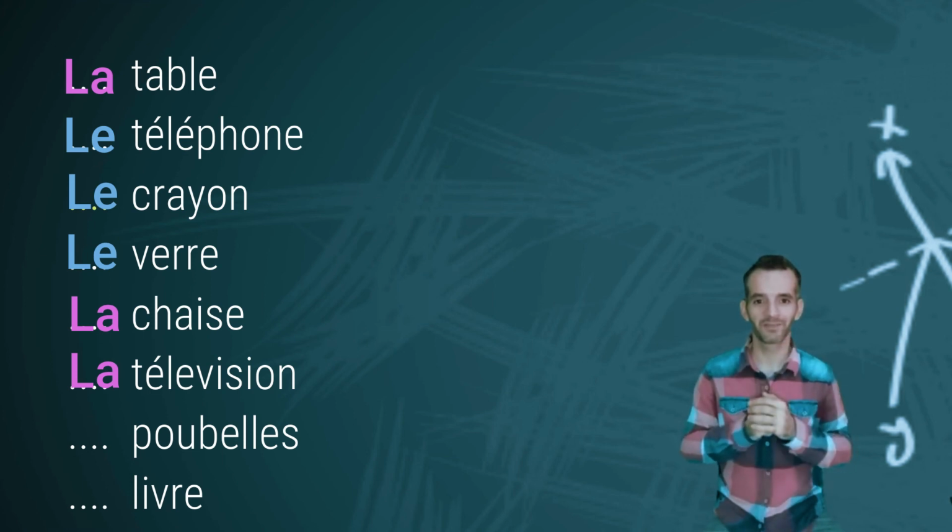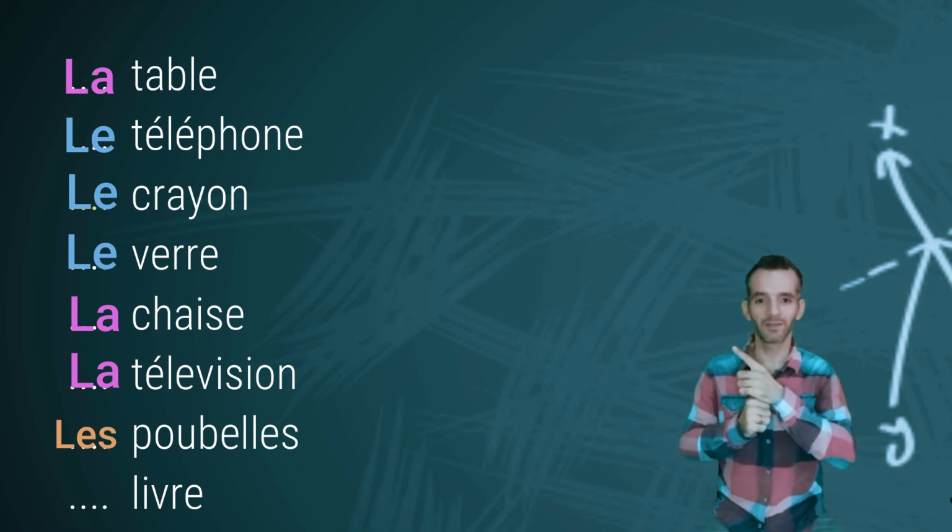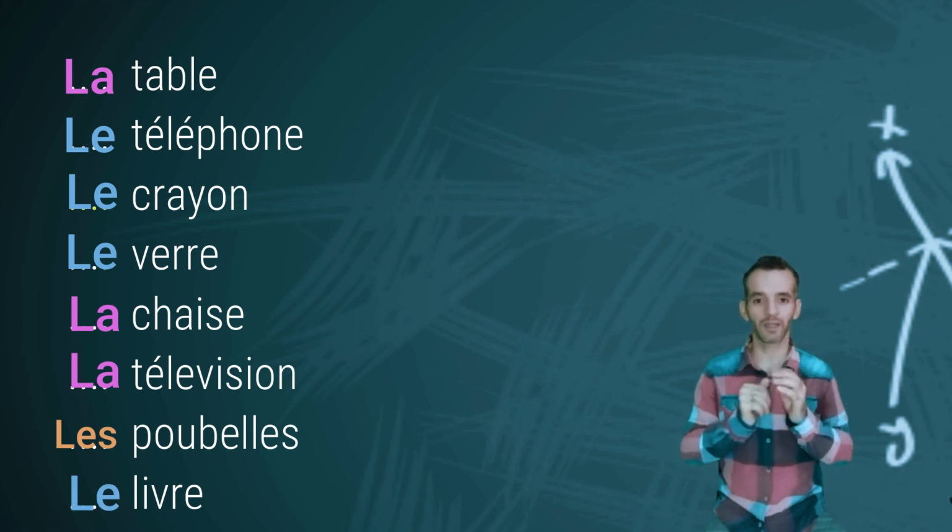Poubelle. We're going to answer les poubelles, which are the trash bins. Repeat please. Les poubelles. Finally, livre. This is also one of the exceptions. We would say le livre, even though it ends with an e.